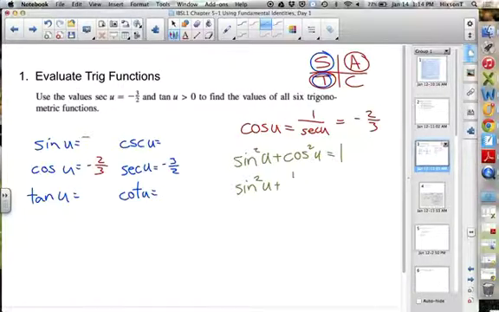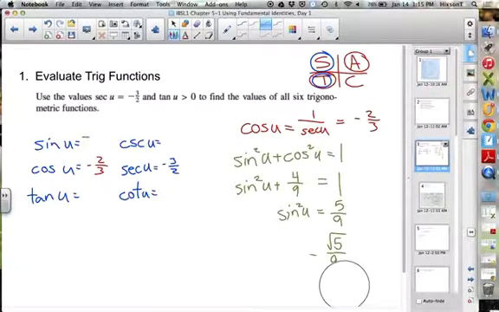-4/9. It's going to be a positive 4/9. Okay? Positive 4/9. So, we know that the sine squared is 5/9. So, what does sine equal? Root 5 over 3. Good. Root 5 over 3, or -5/3. And algebraically, our solution could be positive or negative root 5 over 3. But because we know we're in the third quadrant, our solution in this case is negative root 5 over 3.